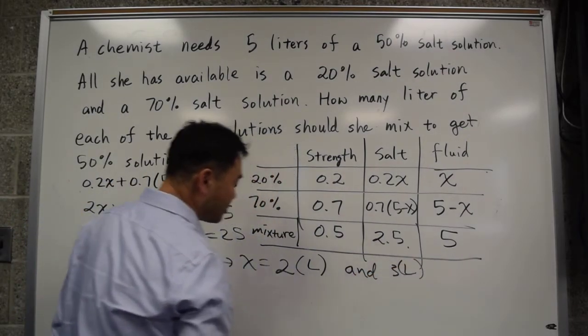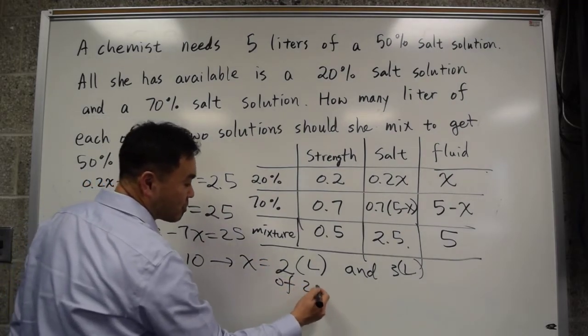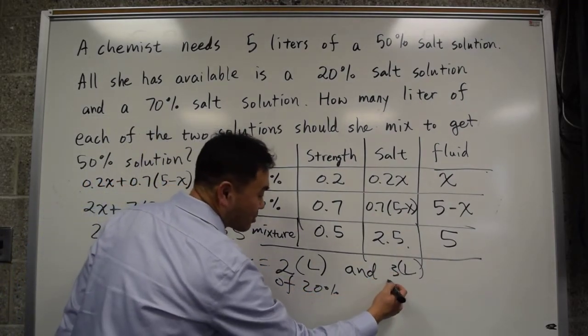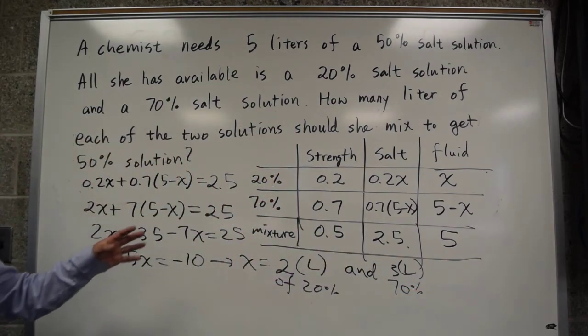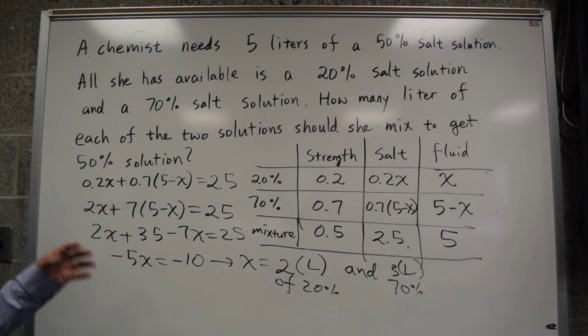So the answer is that 2 liters of the 20% one and 3 liters of the 70%. If you mix these two together, you get 5 liters of 0.5 or 50% solution.